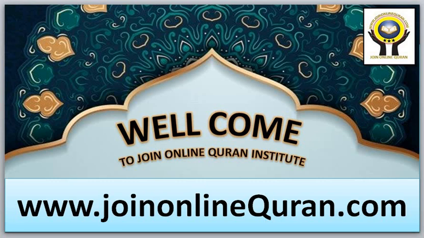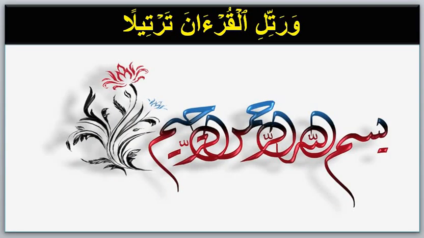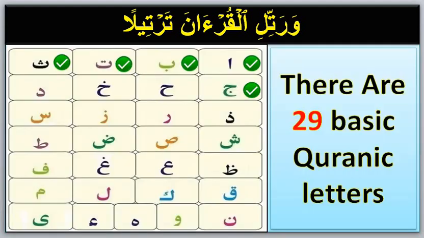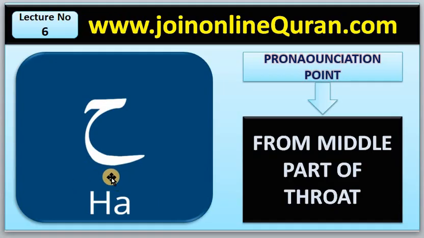Yes listeners, in the previous lectures we discussed some basic letters of the Holy Quran and we are still learning the Tahajji series. Today we are going to learn the sixth basic letter of the Holy Quran. So let's start with Bismillahir Rahmanir Rahim. You can see on this page, Alhamdulillah, we completed 5 basic letters, and today we are going to start the sixth basic letter. Today's letter is Ha.